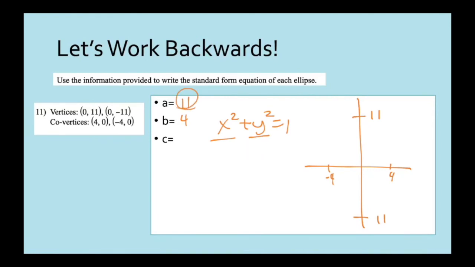So we square that 11, it's going to be 121, and we square the 4, which makes it 16. We have found our equation. We did not need the c value for this.